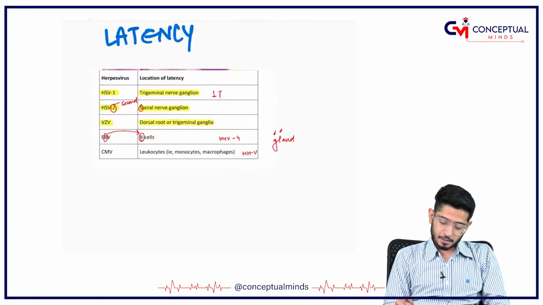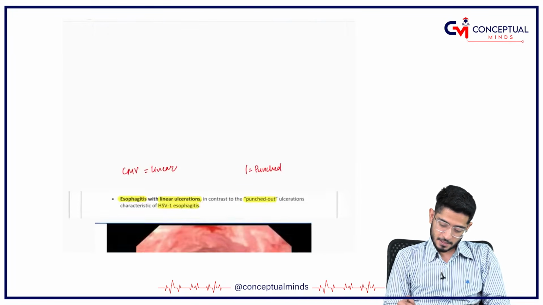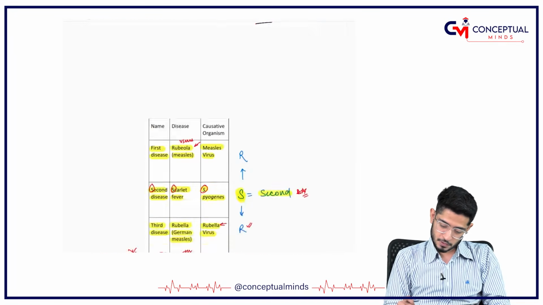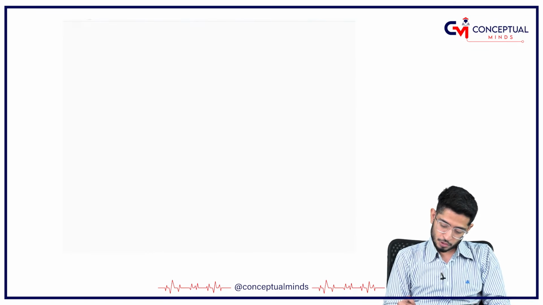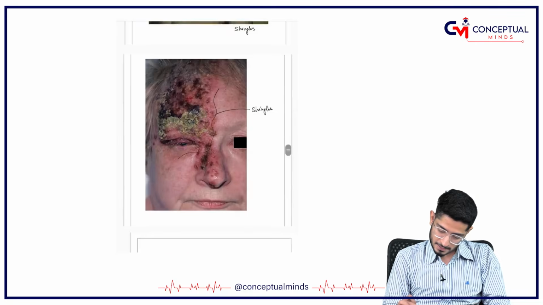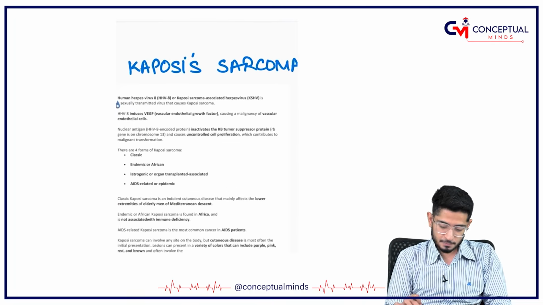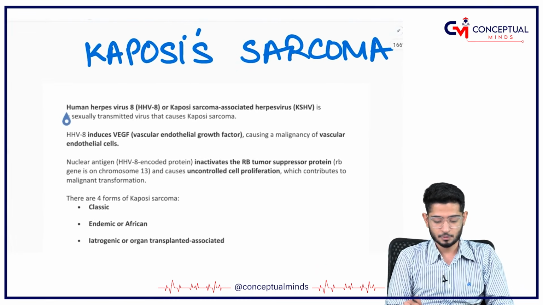So, Epstein-Barr virus we are done. Okay. So, CMV I have shown you the pictures. I have shown you the pictures of Epstein-Barr. Kaposi's sarcoma is still left, we will discuss. Okay. Varicella and shingles I have told you. Coming on to the last part of this video, Kaposi's sarcoma.